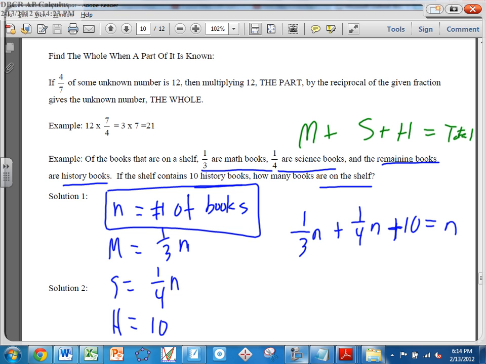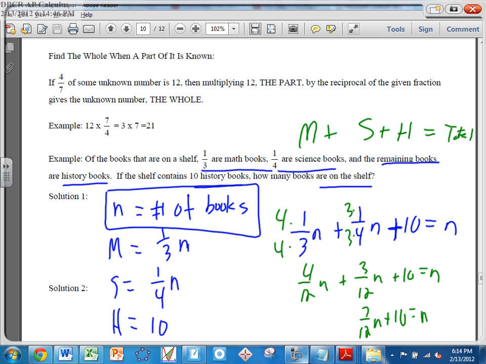Common denominator is one way to do it. We can do it that way also. I mean, multiplying 4 and 4 here and here, 3 and 3 here and here. You're going to get 4 over 12n plus 3 over 12n plus 10 equaling n. Common denominator is the 12, so you can get 7 over 12n plus 10 equals n. I'm going to continue up here.